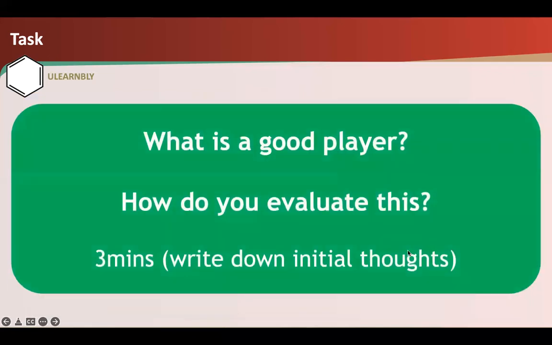Okay. Now, short task, 3 minutes, write down your initial thoughts, pause the video. What is a good player? And again, I've asked you these questions already. What does great look like? What does outstanding look like? But I want you to just answer this simple question. What is a good player or good athlete for you? And how do you evaluate this? 3 minutes, write down your initial thoughts.